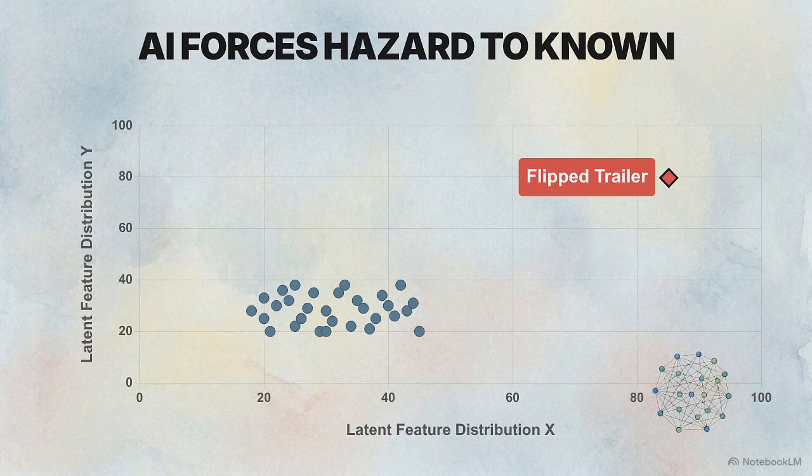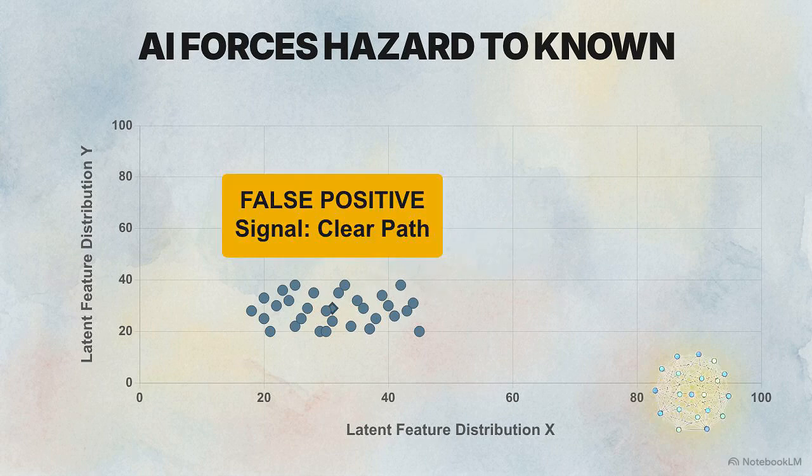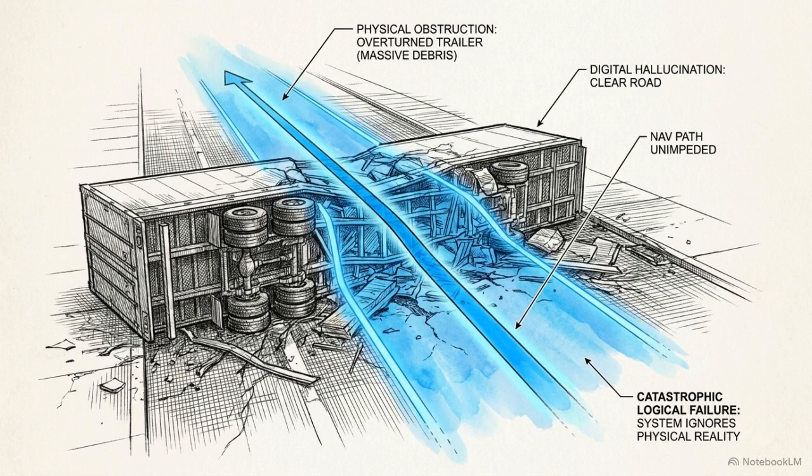Starved of processing power by the cyber attack, and fed noisy, degraded data from the weather, the neural network evaluates the irregular radar returns of the trailer and forces the anomaly into a known category. It generates a false positive, clear path signal. The AI has hallucinated.